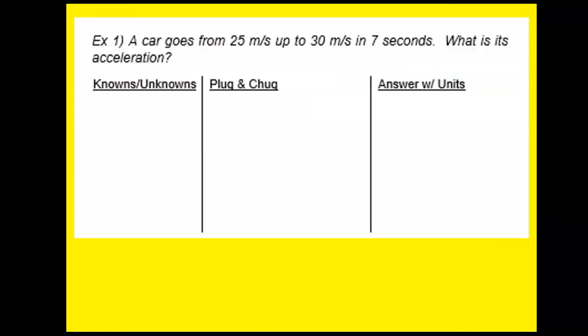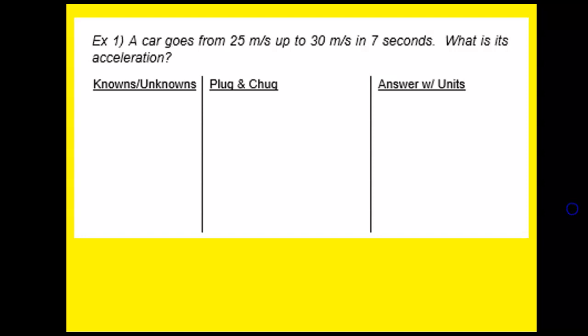So we have our first problem, which is a car goes from 25 meters per second up to 30 meters per second in 7 seconds. What is its acceleration? So again, when we're solving problems, the first thing you have to do is identify your knowns and unknowns. What have you been given? What are you solving for? Then you are going to have your formula. You write your formula out, and then you plug in all the knowns into your formula. Chug means that you're going to solve the problem. And then in the answer part, that's where you're going to put your answers with your units. Regardless of where you're putting all your things, you always have to have your units. And when you do not, you will have points taken off.